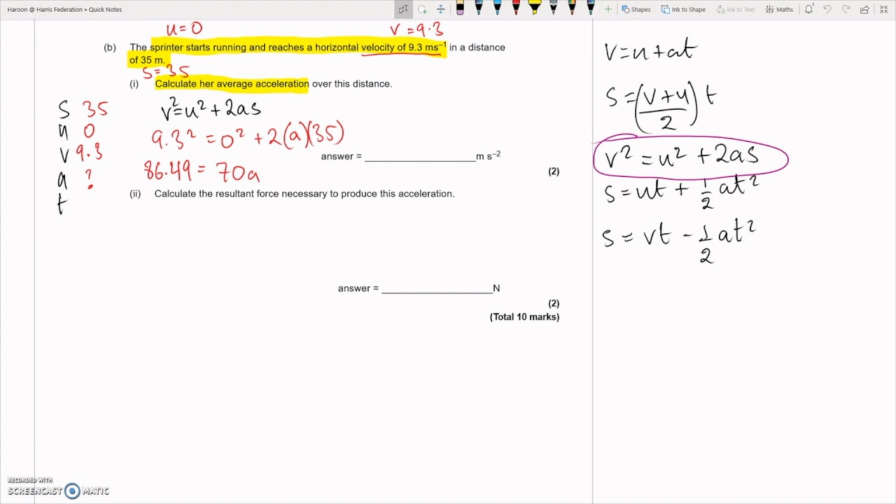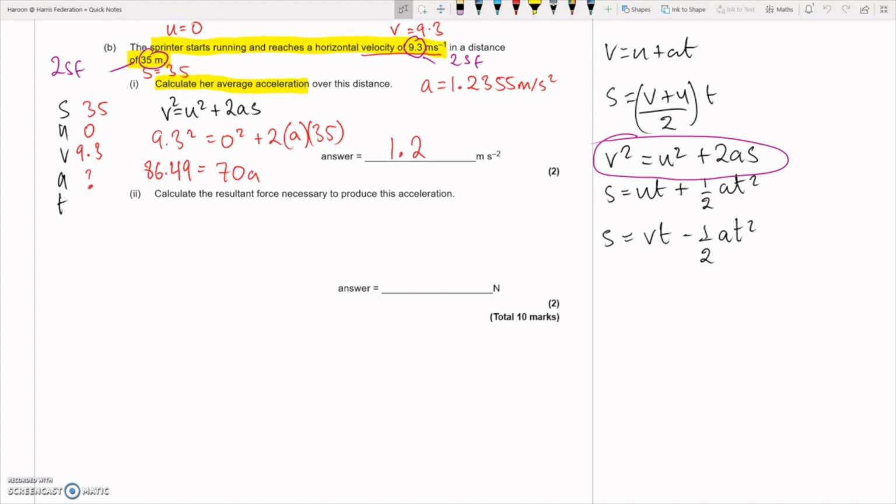Putting that into my calculator, 86.49 divided by 70, the acceleration that I calculate is 1.2355 meters per second squared. But obviously I have to follow the accuracy of the question. 9.3 was given to 2 significant figures, and 35 again is 2 significant figures. So my answer is 1.2 meters per second squared.